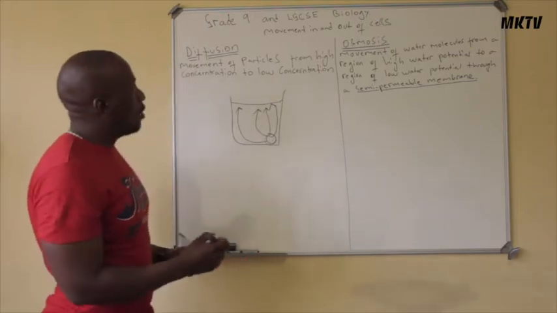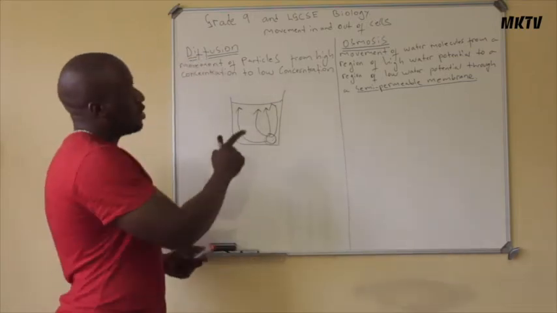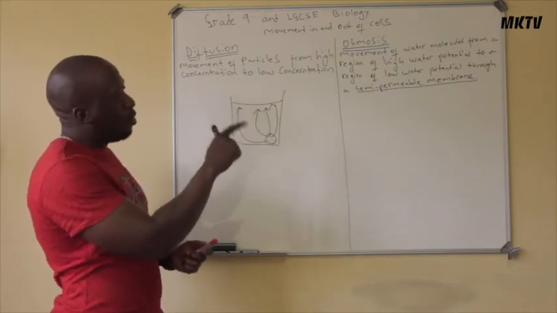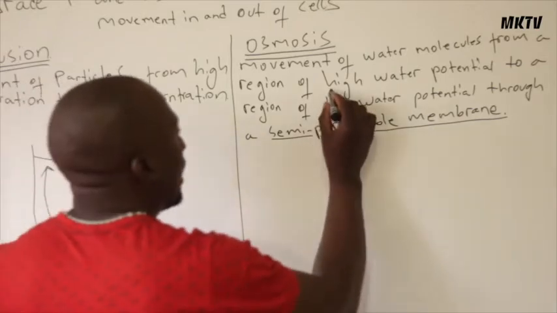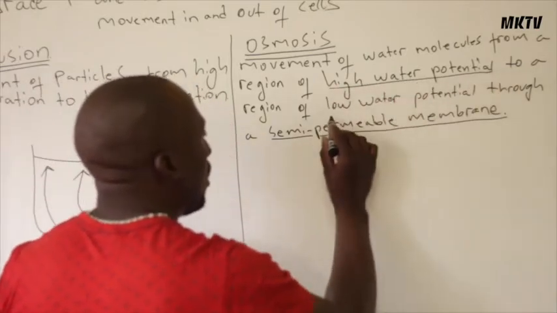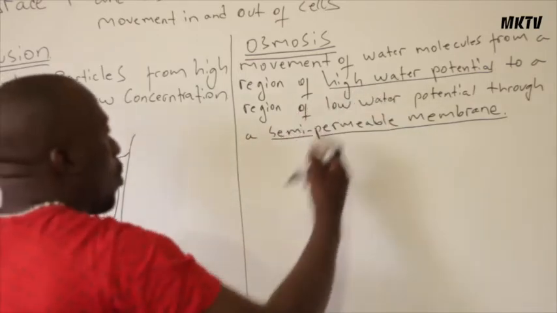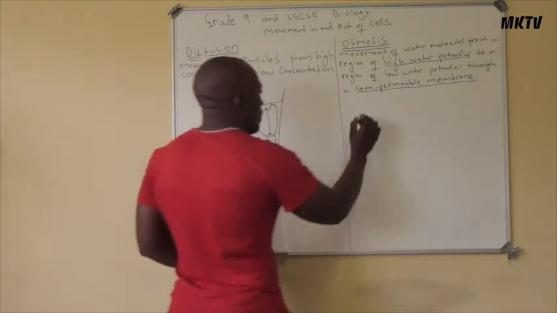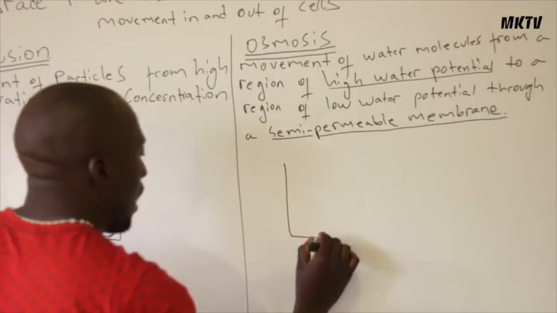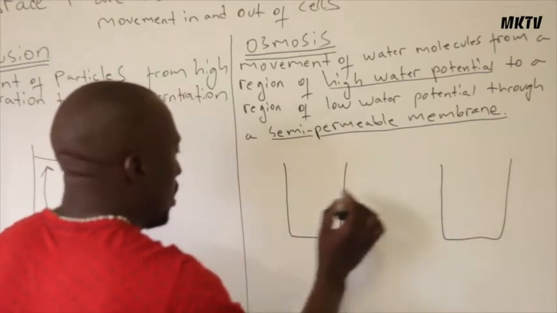Now I would like us to pass on to osmosis. Osmosis is the movement of water molecules from a region of higher water potential to a region of low water potential through a semi-permeable membrane. I would like to talk about the concept of high water potential. What do we mean when we say something has high water potential and something has low water potential?